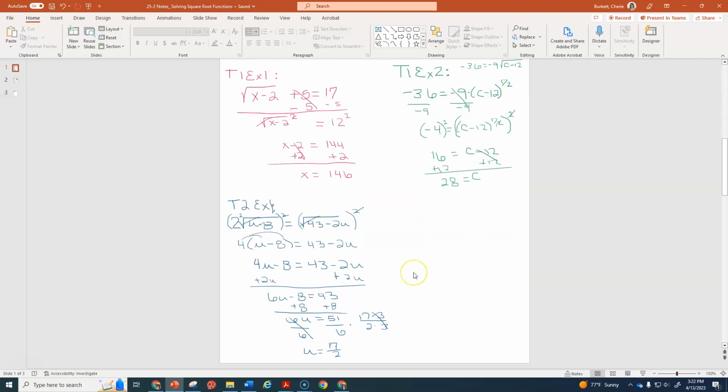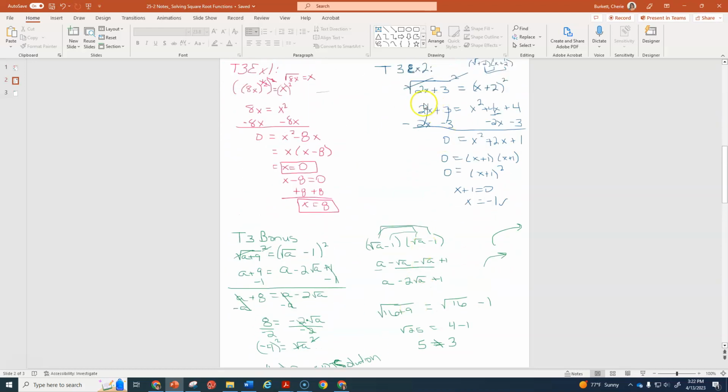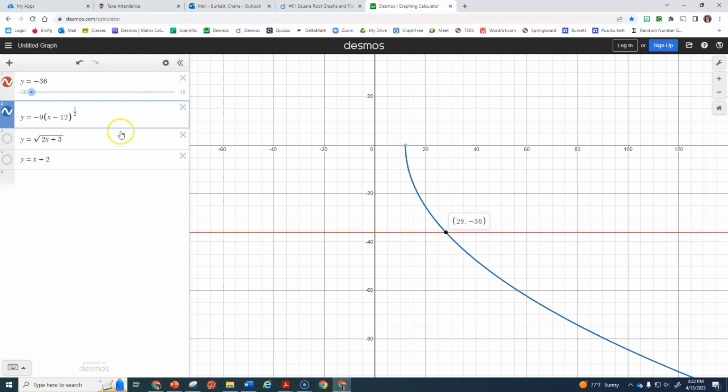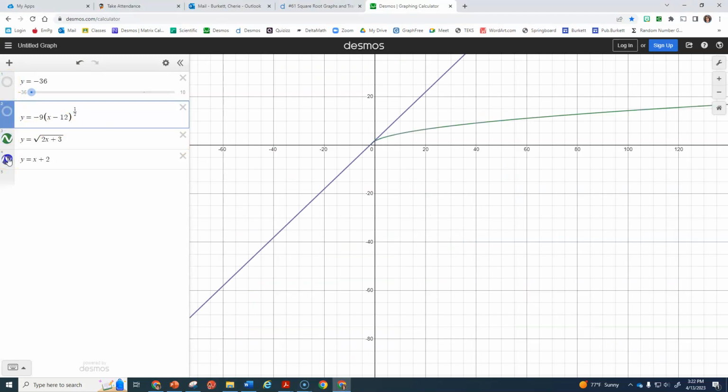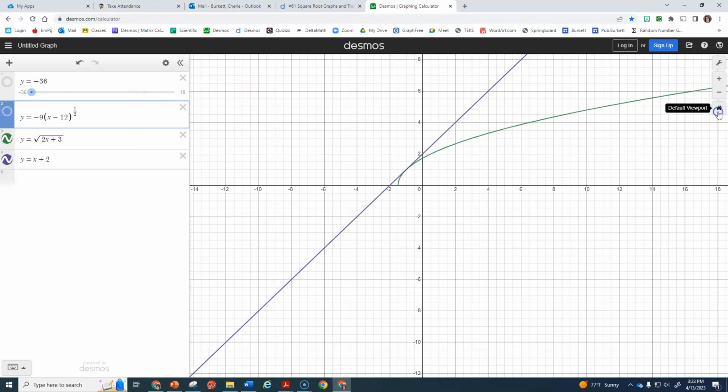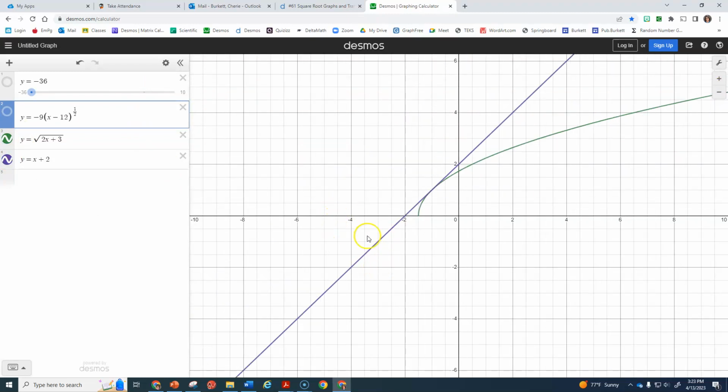I did another one. I think I did this problem right here. I put the square root of 2x plus 3 equals x plus 2. I put that in the calculator, so I'm going to turn these two off. I'm going to turn these two on. I do need to fix my window so I can see that better, so I'm just going to press home because I had zoomed out.